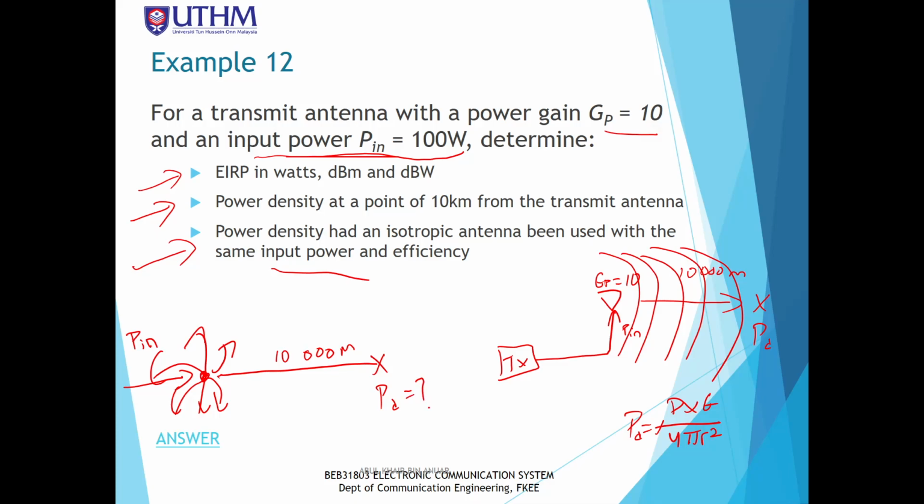Now, remember that for the isotropic, GD is equal to 1, GP is equal to 1. This is the characteristic of an isotropic antenna. The first characteristic is that it radiates the energy in all directions. The second characteristic is that the gain is equal to 1. So now we supply the same input power. We want to measure the power density at distance 10,000 meter away. How much is it?